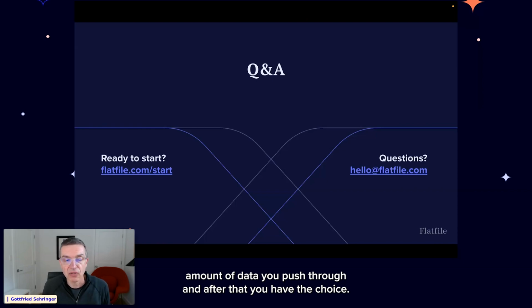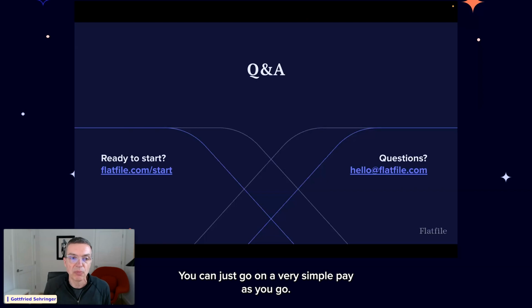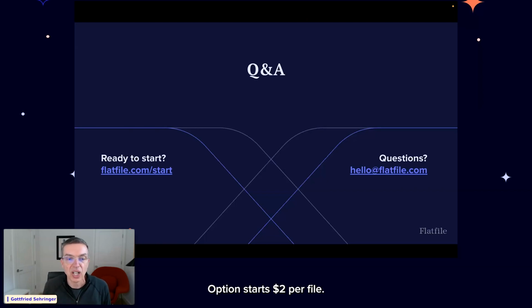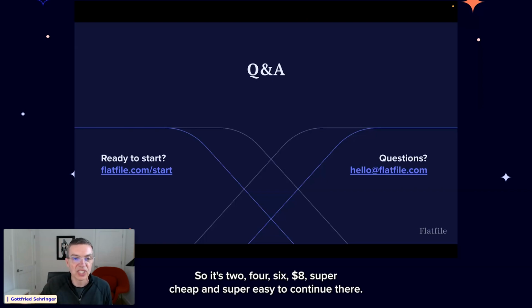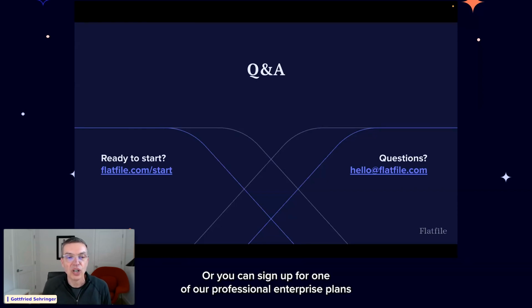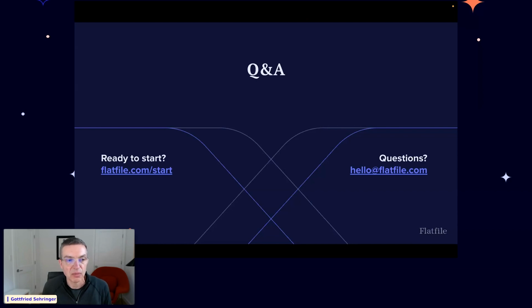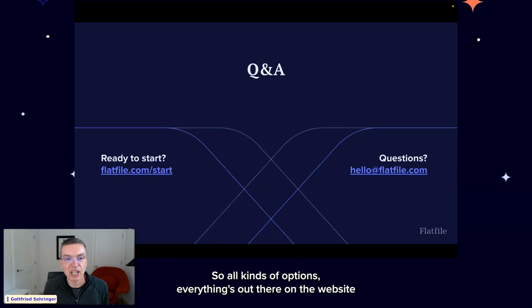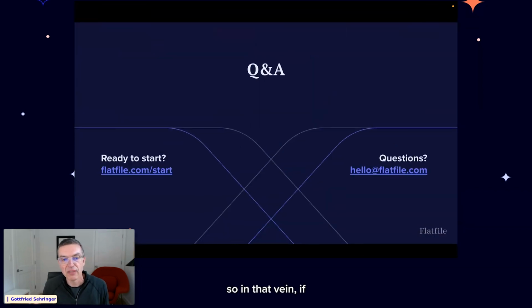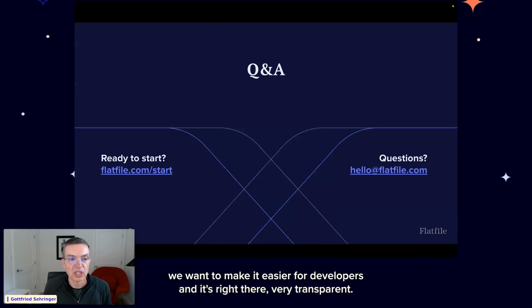And after that, you have the choice. You can just go on a very simple pay-as-you-go option. It starts at $2 per file. So it's $2, $4, $6, $8, super cheap and super easy to continue there. Or you can sign up for one of our professional or enterprise plans that give you some discounts and additional benefits as part of the plan. So all kinds of options. Everything's out there on the website, in that vein of wanting to make it easy for developers. It's right there, very transparent.